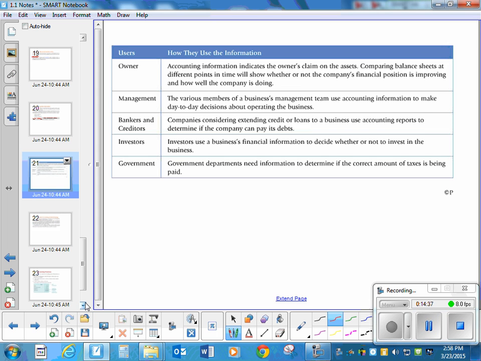Basically, if you go in to get a loan from your banker, the banker will not give you a loan without seeing some of your financial statements. They need to know that your company is making money and that you're making good financial decisions.